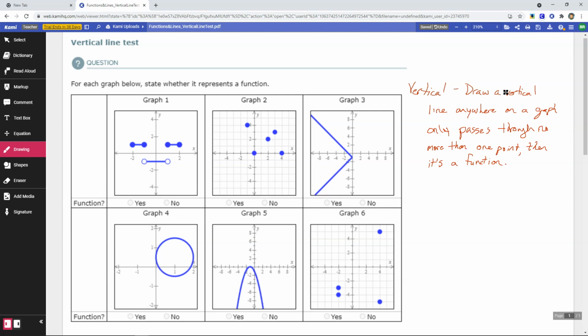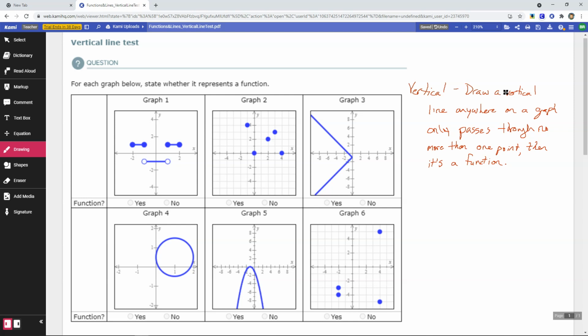If you can draw a line anywhere on a graph and it passes through more than one point, it's not a function. So let's take a look at some of the ones that are sort of easier to look at. So we'll actually start with graph 3.